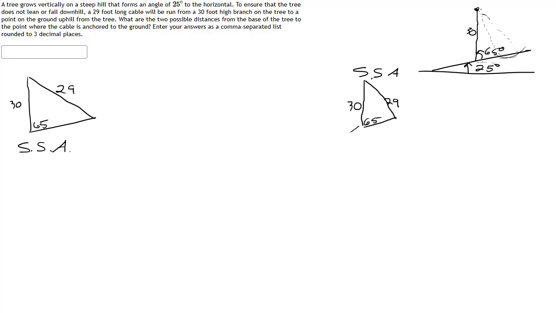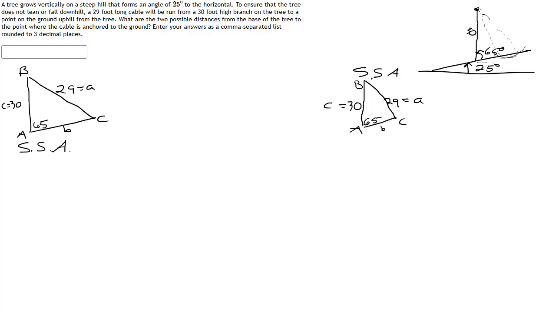And we can call this angle A, this would be angle B, this would be angle C, which would make this side a, this is side c, and this is little side b. And same thing over here. I'll call this angle A, angle B, angle C, so that makes this side a, side b, and this is side c.